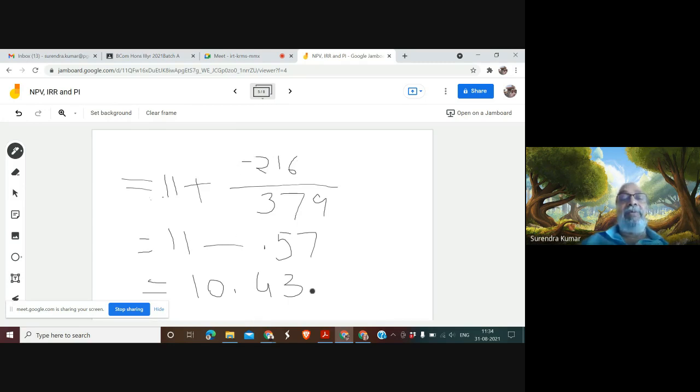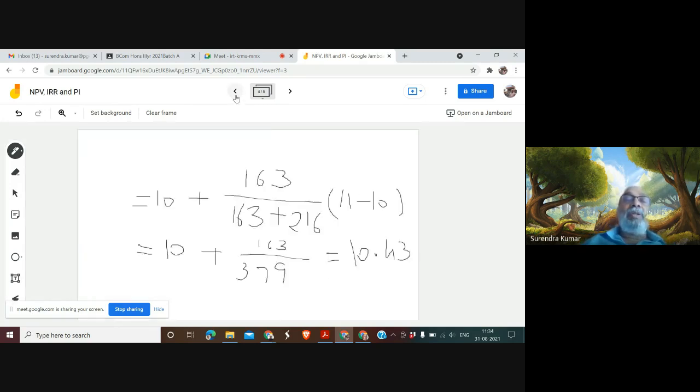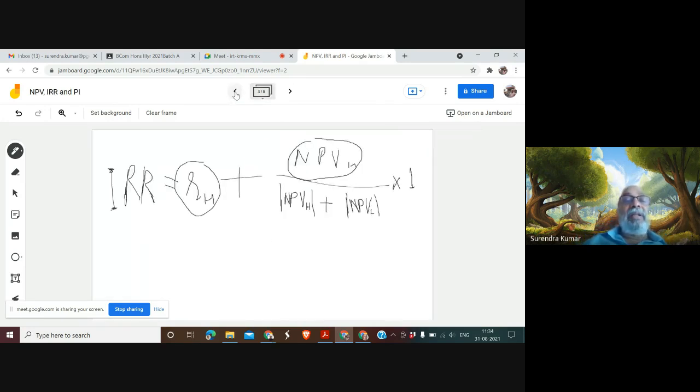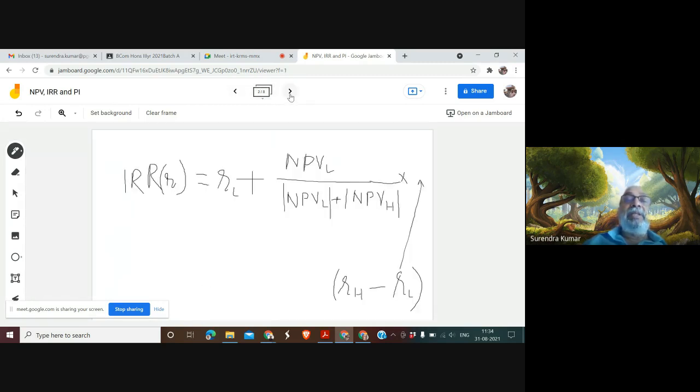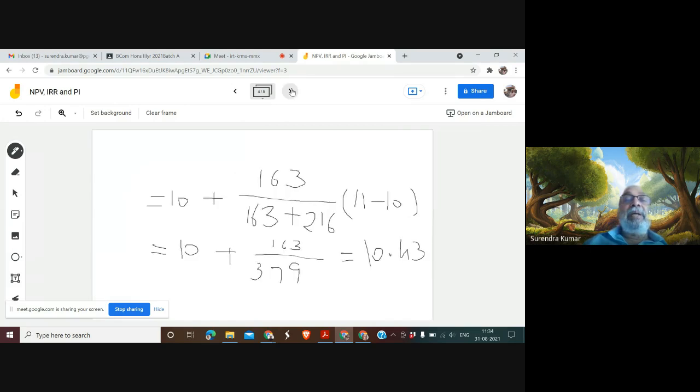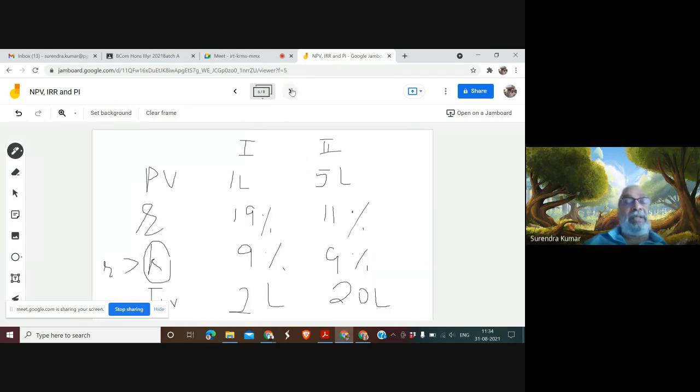And so we get 10.43, whether we use the higher rate for calculation or the lower rate for calculation. So we have two different formulations to calculate IRR: one with the higher rate and the other with the lower rate. So these are the 4 slides that I am using to depict how the calculations of IRR is done.